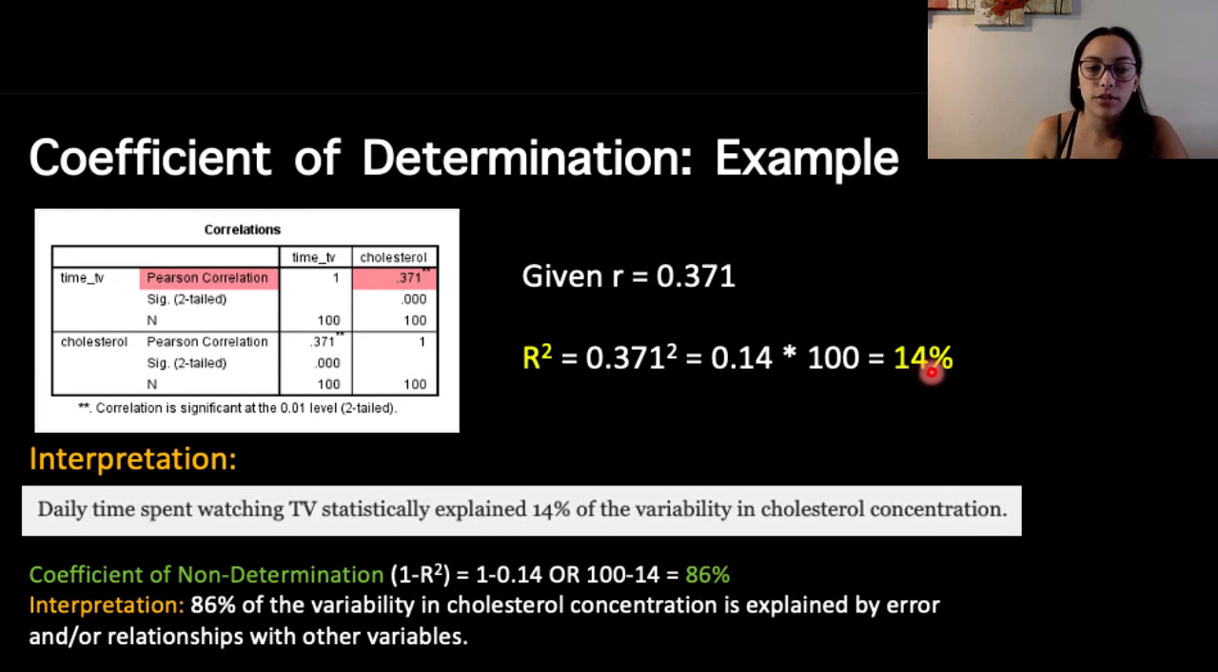The way that we would interpret R squared, or 14% in this case, is that daily time spent watching TV statistically explained 14% of the variability in cholesterol concentration. The coefficient of non-determination would be 1 minus R squared, so we could either do 1 minus 0.14, or 100 minus 14, and we end up getting 86%. That coefficient of non-determination tells us that 86% of the variability we see in cholesterol concentration is explained by error and/or relationships with other variables.